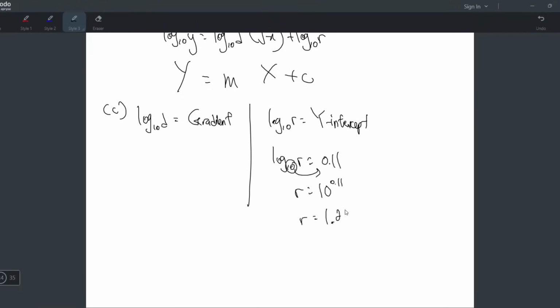1.288. Okay. Another way to press this is you press shift log. Yeah, you can also press shift log 0.11. Can also get the same. Okay, now for the next part is gradient.